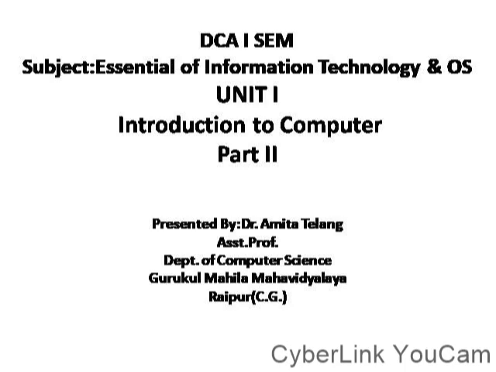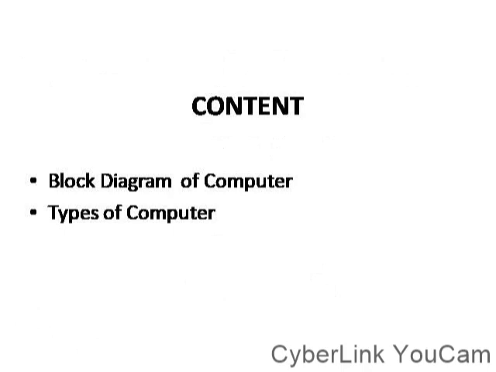The subject is Essentials of IT and OS, unit number 1, that is Introduction to Computer. In this unit's part 1, I have already taught you what a computer is, what the major characteristics of a computer are, and what hardware and software are. Today we are going to study part 2. Let us see the content first. Today we will see the block diagram of computer and types of computer.